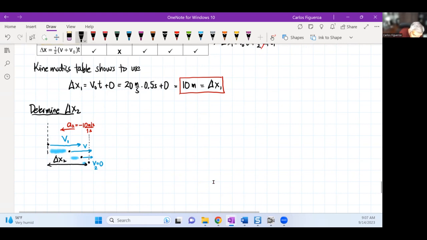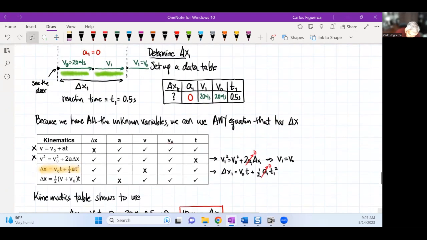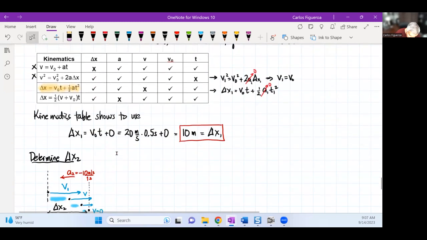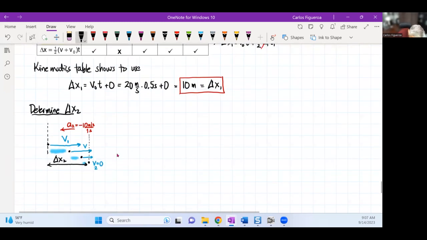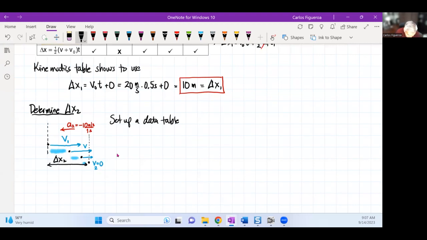So now what I'm going to do is what I did before. Look at what I did before: I set up a data table. From the data table, I then used the kinematics table to pick the right equation. So now let's set up a data table. Look at how I'm changing my variables now. I'm going to go delta x2. My acceleration is different now. And then I'm going to have v2, v1, and then my interval t2.